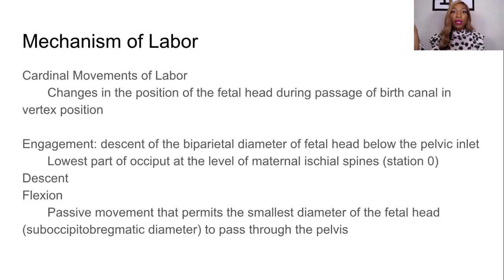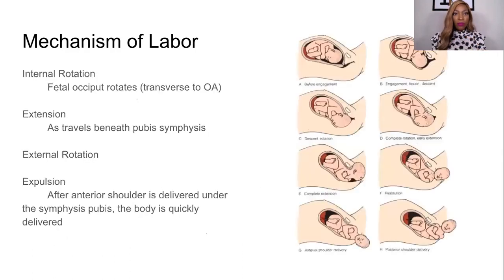So you'll see the resident checking that, or you'll see the attending checking that. And then after the head is engaged, there is descent. And then after descent, there is flexion. And that allows the smallest part right here, the suboccipitobregmatic diameter, to pass through the pelvis. So this happens, this is just nature. No one learns this. So there's engagement, there's descent, there's flexion, there is an internal rotation.